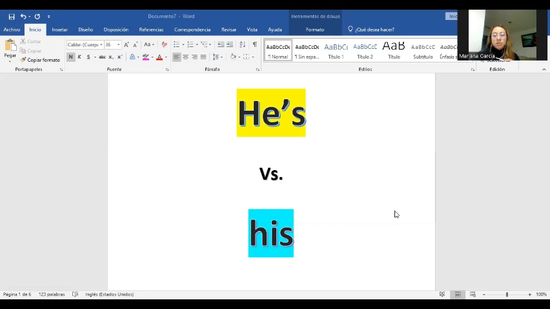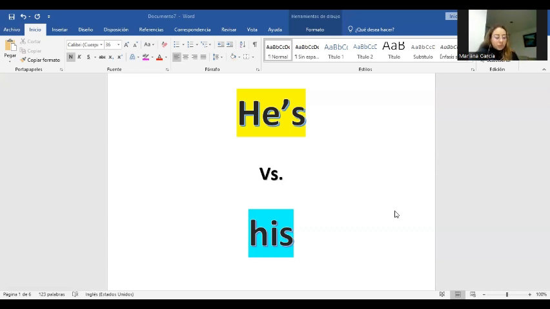On the other hand, in the case of the blue one, "his" is a possessive pronoun. It is used to show something belonging to or connected with a man, boy, or male animal that has just been mentioned. For example, "Mark just phoned to say he left his coat behind." Pay attention that we're talking about his coat. The coat is from who? Who is the owner of the coat? Mark. So "his" is a possessive pronoun.